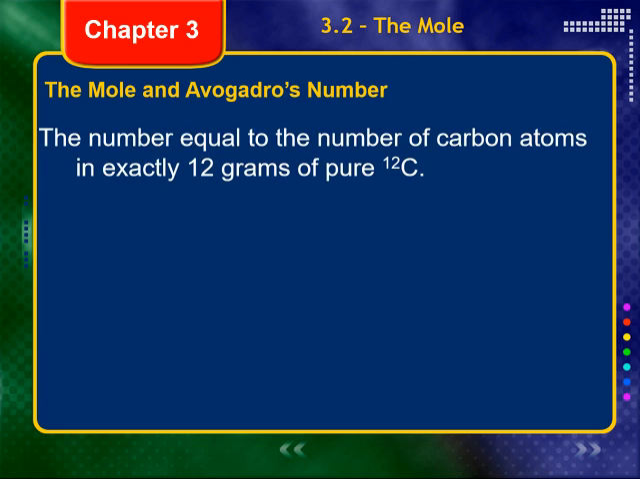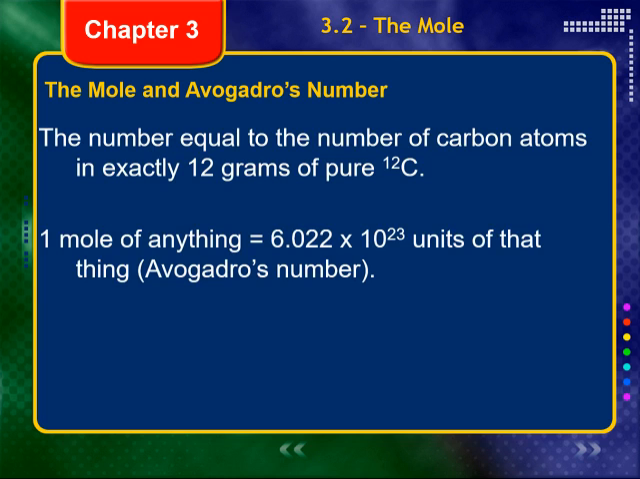All right, the mole and Avogadro's number. It is the number equal to the number of atoms in exactly 12 grams of pure carbon-12. I know it's kind of a weird, arbitrary situation, but that's what it is. If you have only carbon-12, no carbon-13, no carbon-14, just carbon-12, and you have exactly 12 grams of it, however many atoms are in that sample, that's defined as Avogadro's number.